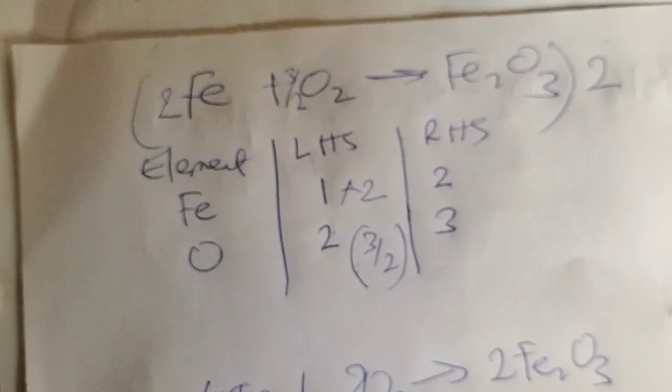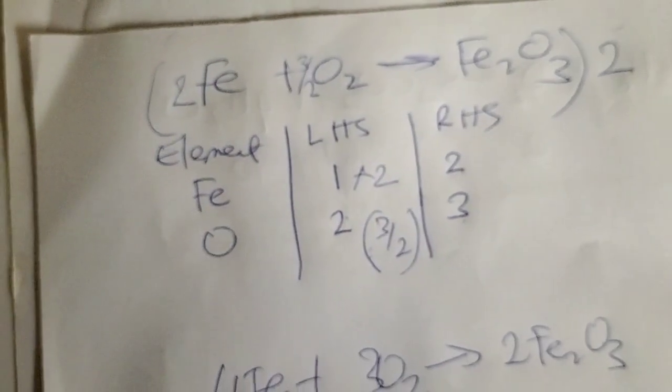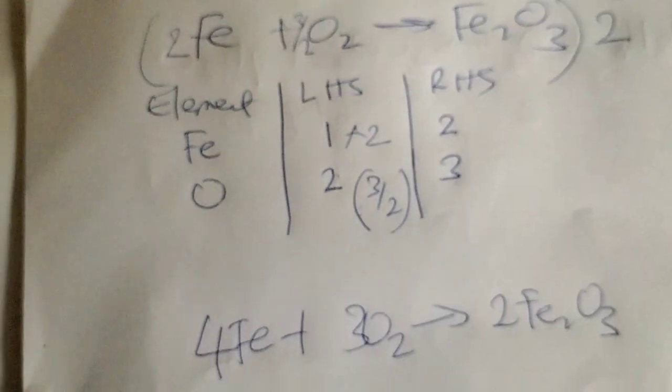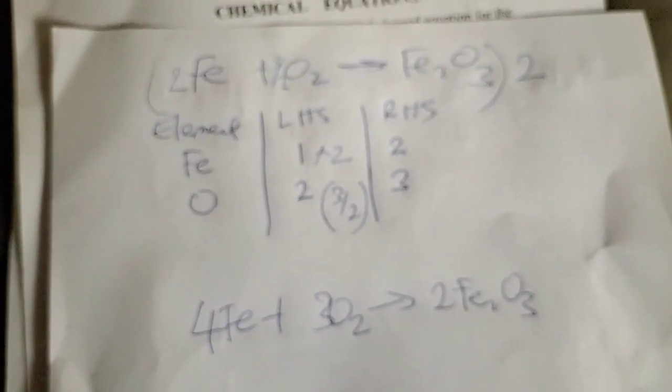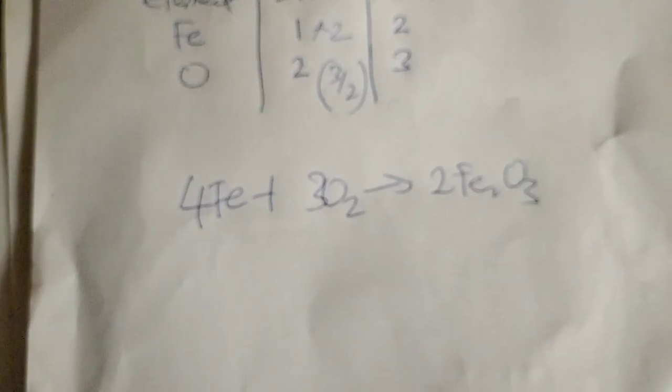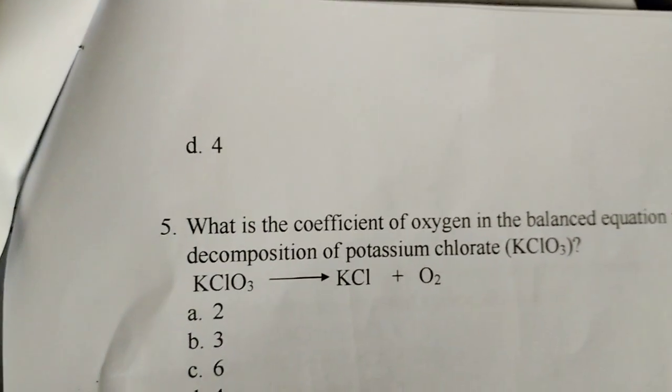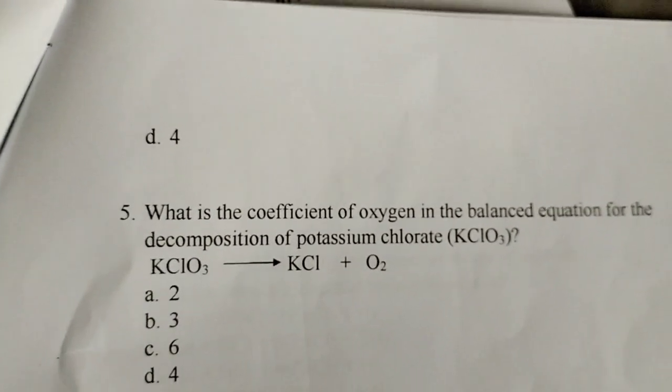So the coefficient of oxygen here is 3O2. But in the question, we are asked the coefficient of iron, not oxygen. So the coefficient of iron here is 4Fe. So our answer to the question is option D, 4.